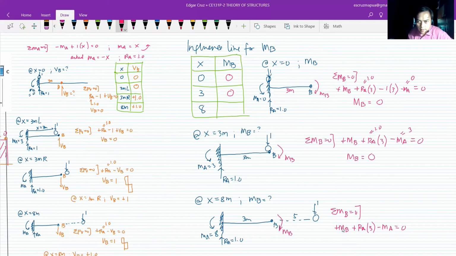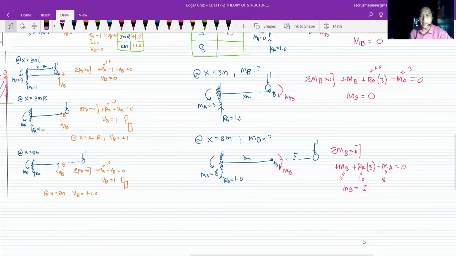Diba yung MB, ang MB natin is unknown. Yung RA natin is 1. Tapos yung MA natin is 8. Therefore, what is MB? So that would be 3 minus 8 is negative 5. Lipat mo sa kabila, it would be positive 5. Okay, so that would be positive 5. Now, let us identify kung ano yung totoong direct sign ng moment.